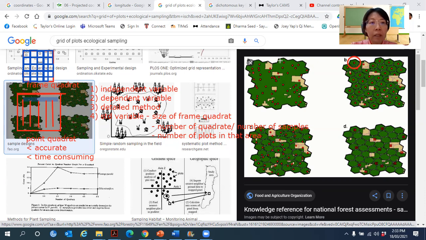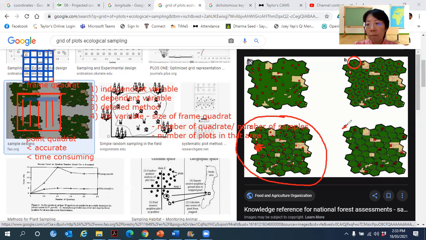In example C, where's my example C? This example C, yeah, okay. For every plot that I have, I do my sampling. I put a quadrat there, but the quadrat location within the plot is further selected by random sampling. That means I can further divide the plot into a grid. So this area has its grid lines, and every plot also has its grid lines. Based on the grid lines, I randomly choose where I want to place my quadrat. So every plot has one quadrat, and the quadrat location is different in each plot.